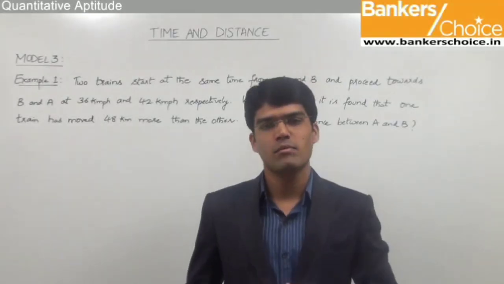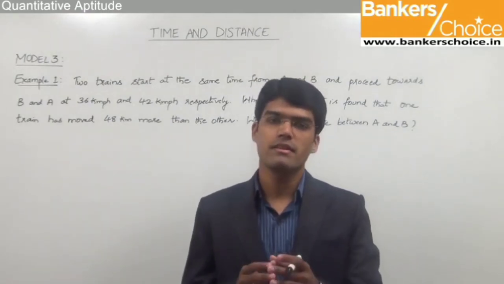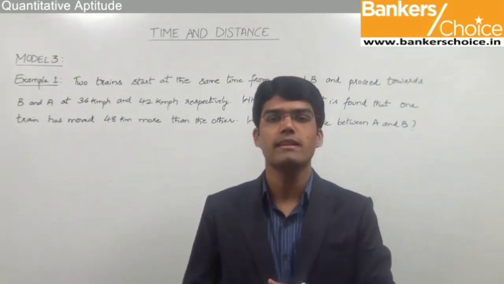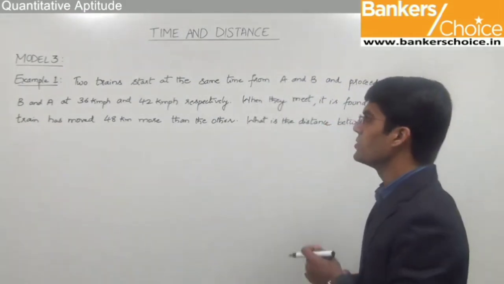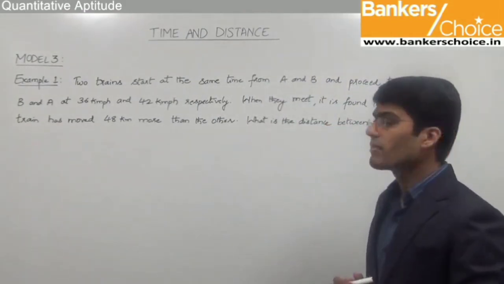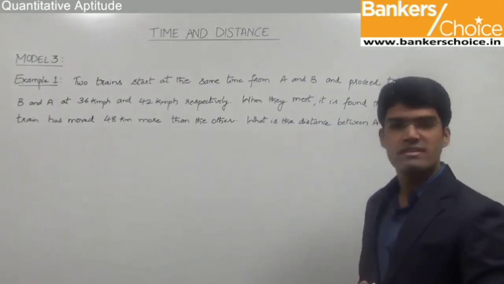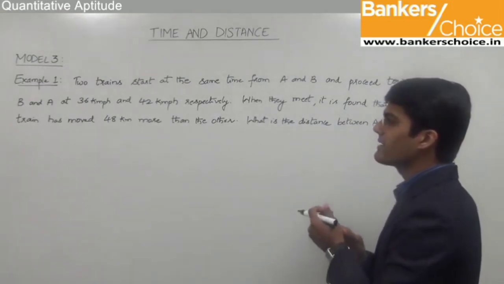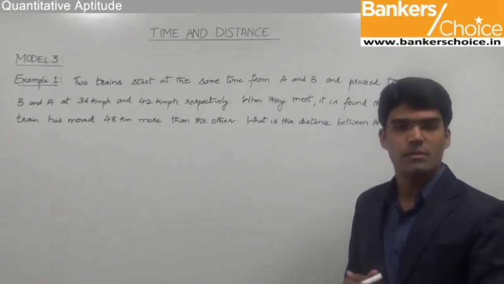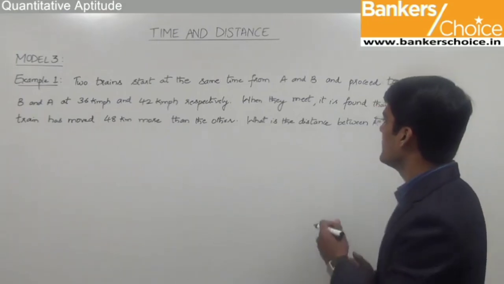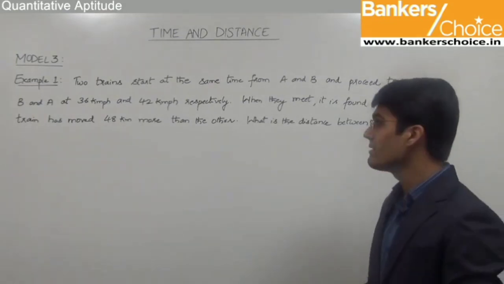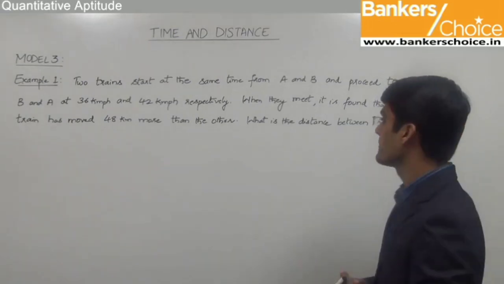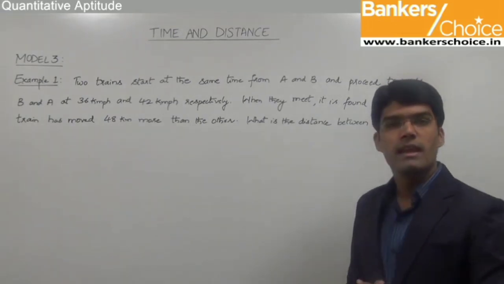Let us now take the third module from time and distance, where generally we can solve the question by equating the time in two different cases. Let us look at example 1 here. Two trains start at the same time from A and B and proceed towards B and A at 36 kilometers per hour and 42 kilometers per hour respectively. When they meet, it is found that one train has moved 48 kilometers more than the other. What is the distance between A and B?